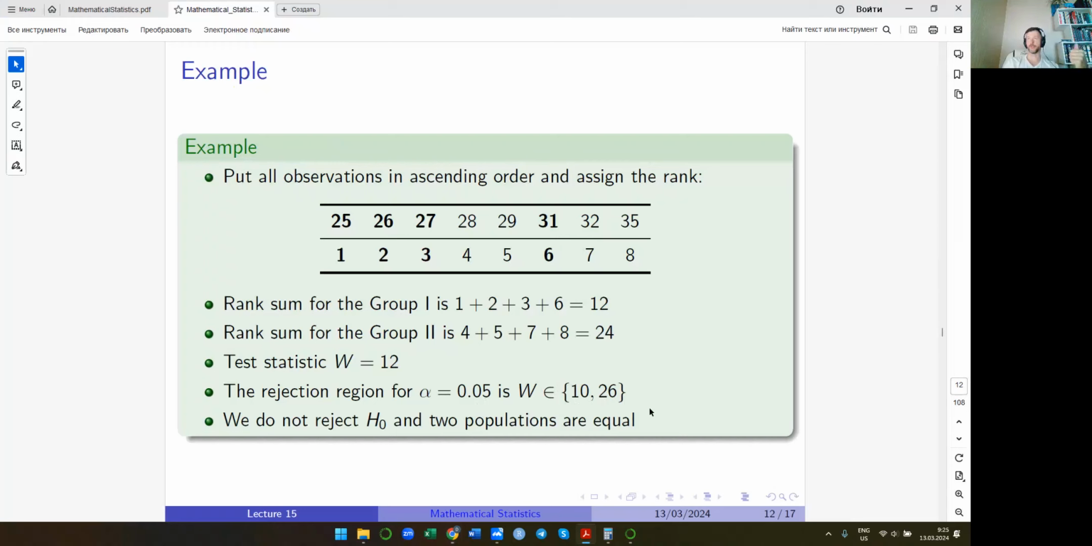Look, we don't employ any parametric assumption. Nothing has been said about normality. Nothing has been said about any other assumptions, even about the parameters of the distribution. We don't compute anything like average or median or whatever. We just order the numbers, and with the help of their order, we come to the conclusion that there is not enough evidence to claim that the distributions are different.